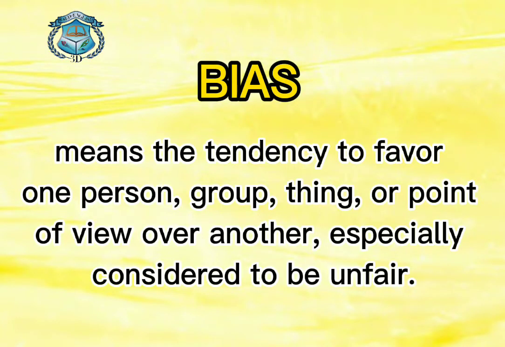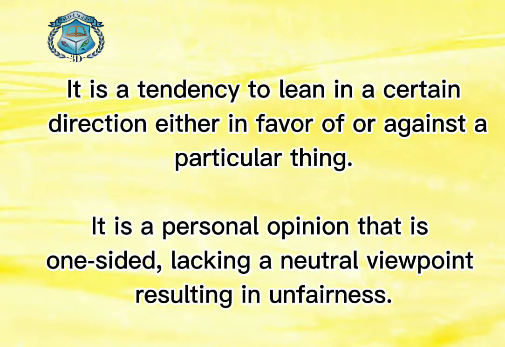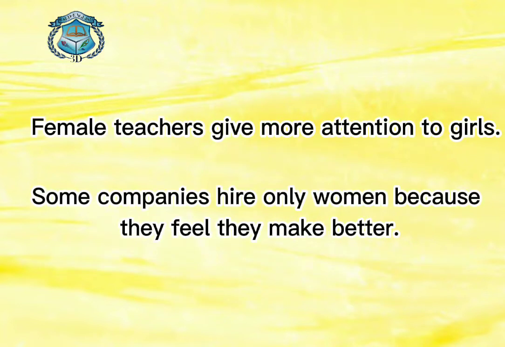Bias means the tendency to favor one person, group, thing, or point of view over another, especially considered to be unfair. It is a tendency to lean in a certain direction, either in favor of or against a particular thing. It is a personal opinion that is one-sided, lacking a neutral viewpoint, resulting in unfairness. For example, female teachers give more attention to girls. Some companies hire only women because they feel they make better employees.